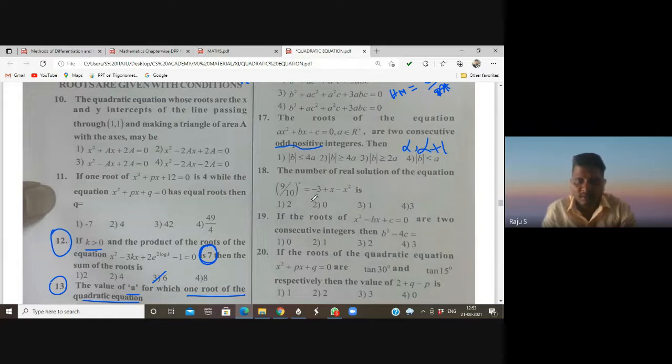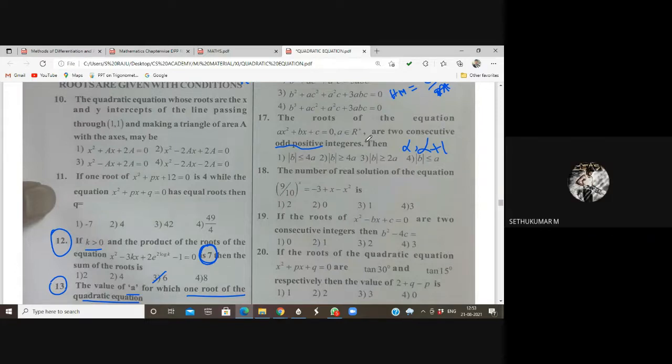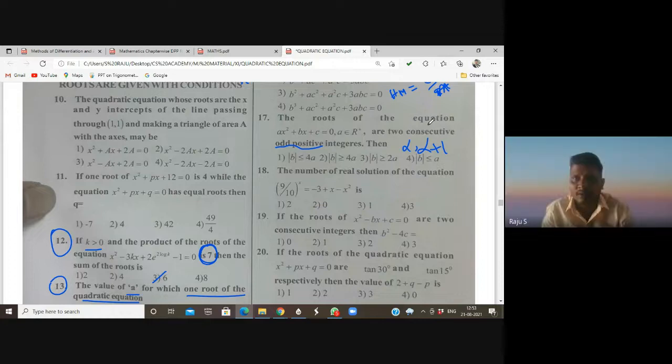Easier, the roots will take as alpha comma alpha plus 1 or alpha comma alpha plus 2. Anyone? Alpha comma alpha plus 2, sir. See, the roots of the equation are two consecutive odd positive numbers. When I take 1, the other is 3; 3, 5, like that. So here alpha plus 2.